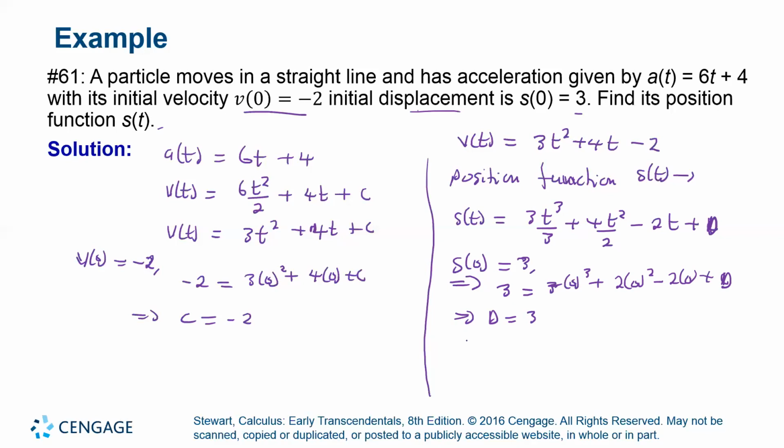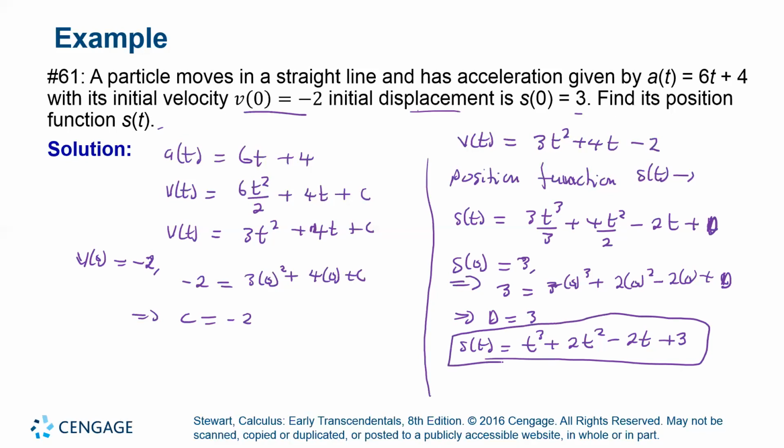Therefore, the position function s of t is equal to t cubed plus 2t squared minus 2t plus 3. And that is the end of the solution to the problem. And that's the end of this section.